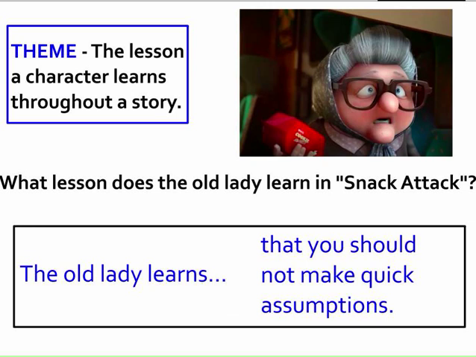She assumes that the cookies are hers and that the boy is stealing her cookies. But really, her cookies were in her purse the whole time. So he wasn't taking her cookies, and she was just assuming that he was.